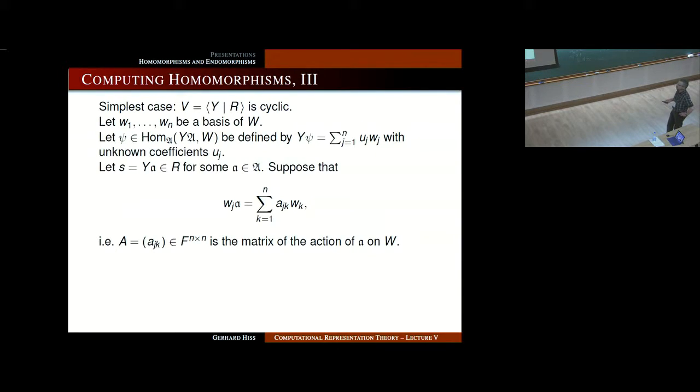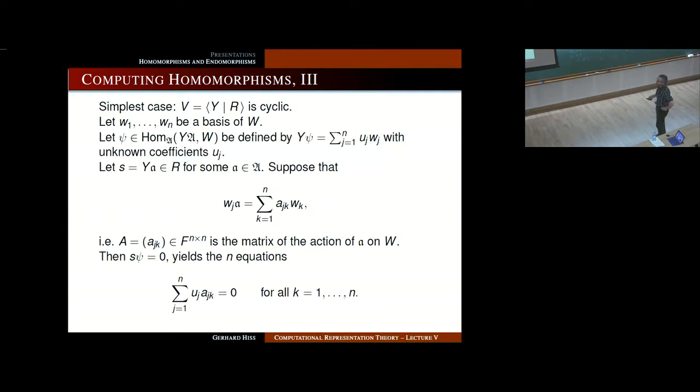So this is what you have to know. And then the fact that this is a relator tells you that this element S, the relation, must be in the kernel of this map. So this gives you a linear equation for the UJs. So every relator gives you a linear equation for these unknown elements UJ.